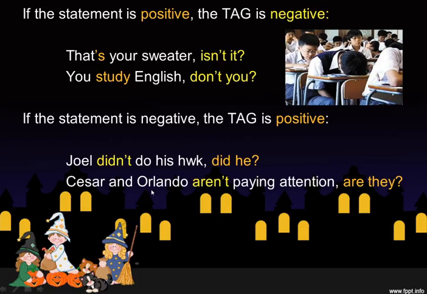Caesar and Orlando are not paying attention. Are they? Look at this picture. These two students sometimes may be sleeping in the class. The statement is like this: Caesar and Orlando are not paying attention. Are they? Why do we use are they here in the question tag? Because are not is here in the statement. It is negative, so we made it positive in the question tag. So this is the rule. If the statement is positive, we have to use negative in the question tag. If the statement is negative, we have to use positive.